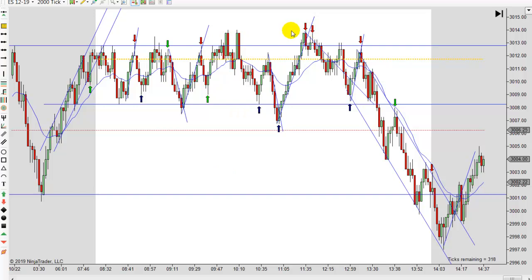Same thing on the failure out the upside. You're hoping that you'll catch this move all the way down. And you actually would have if you caught this trade right here. You could have ridden this all the way down. So you get a nice runner here.